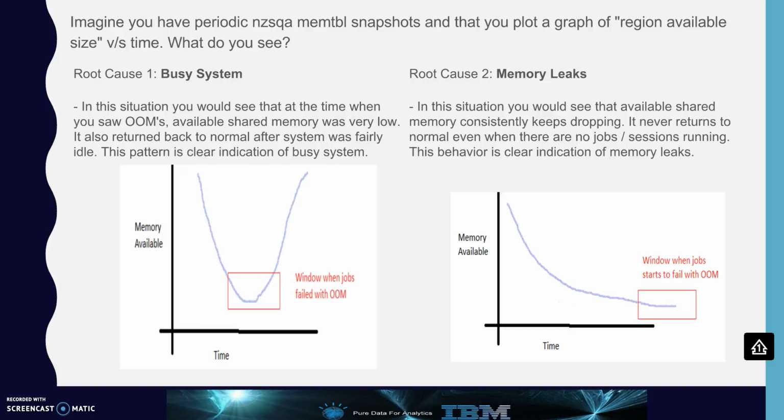Imagine you have periodic nzsqa memtable snapshots and you plot a graph of region available size versus time. We will see two different patterns. Root cause 1, on a busy system, you would see that your available shared memory was fine, and as the system got busier, or at the time of the error messages, you have very little shared memory left. The important thing to note is that as the system became idle, your available shared memory came back to normal. Whereas in the situation where it is a leak, your available shared memory keeps reducing as time passes. It never goes up, and it reaches a point where all jobs start failing.